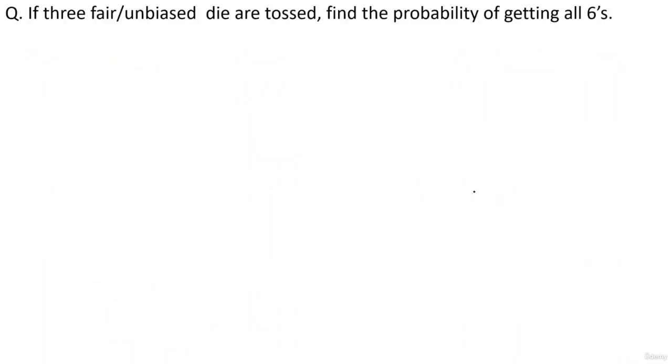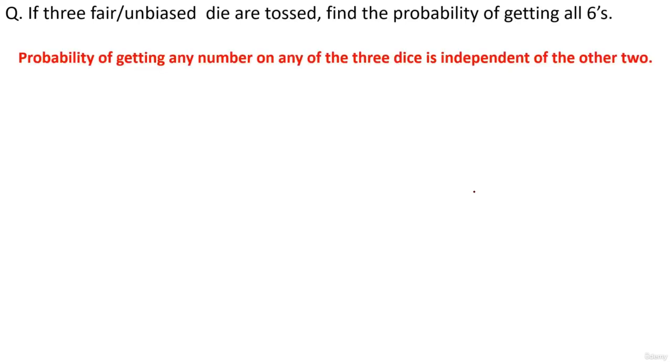Okay, आगे बढ़ते हैं. If three fair unbiased dice are tossed, find the probability of getting all sixes. Same way, guys, when you are rolling the dice, getting a number, let's say 6 on the first dice, does not change the outcome on the second or third, right? Similarly, the outcome of the second roll is independent of the first or third, right? And vice versa. The third outcome when you roll a dice is completely independent of the first and second, right?